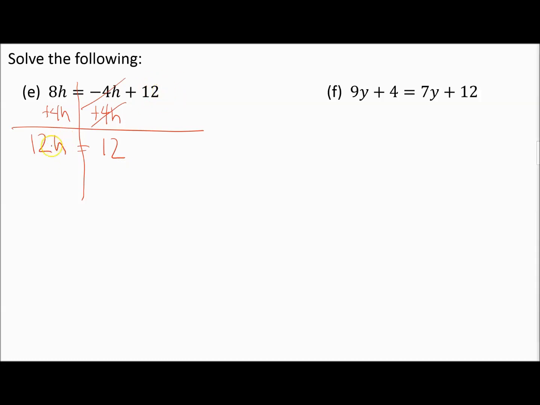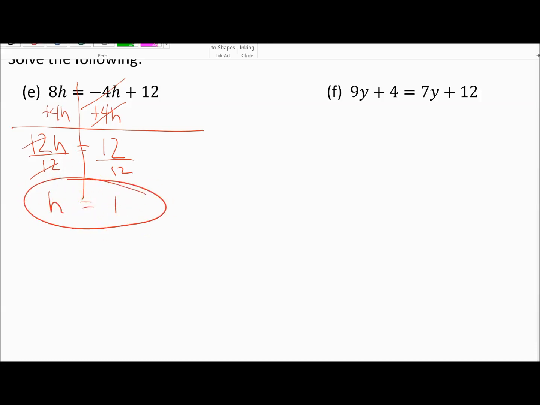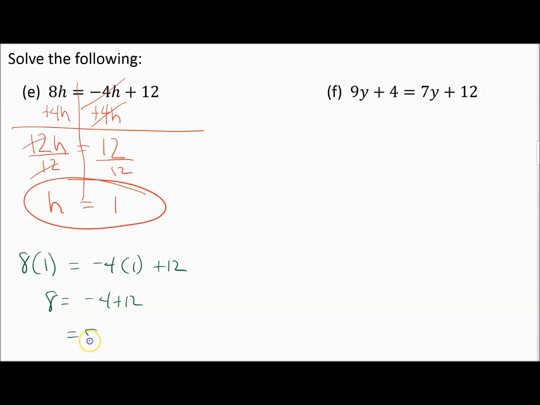Now I've got to get this h by itself. Right now it's being multiplied by 12, so to undo multiplication, I divide both sides by 12. That gives me h is equal to 1. Again, to check our work, I have 8 times 1 equals negative 4 times 1 plus 12. That's 8 on the left. Negative 4 plus 12 is also 8 on the right, so it checks out just fine.